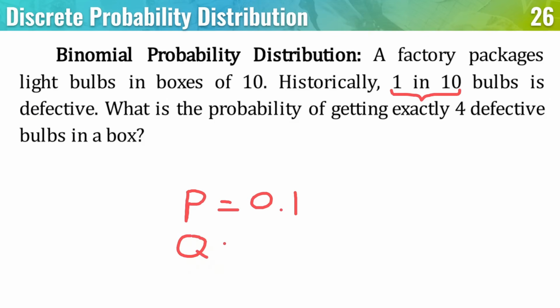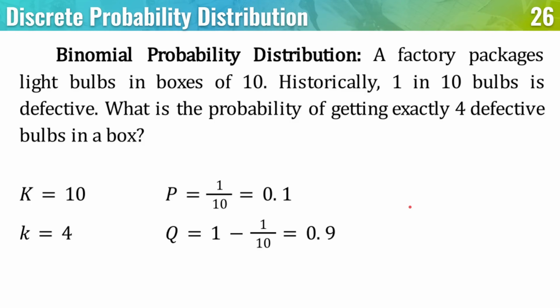q is simply the probability where it is not defective, where it's working. So 1 minus 0.1 is going to be 0.9. Again, this is for defective and this is for not defective. Next, we assign capital K and lowercase k like earlier. So in boxes of 10, that would be our uppercase K. And 4 defective bulbs in a box would be the lowercase k, because out of 10 bulbs, we are choosing 4. Now let's apply it to the binomial probability distribution formula.